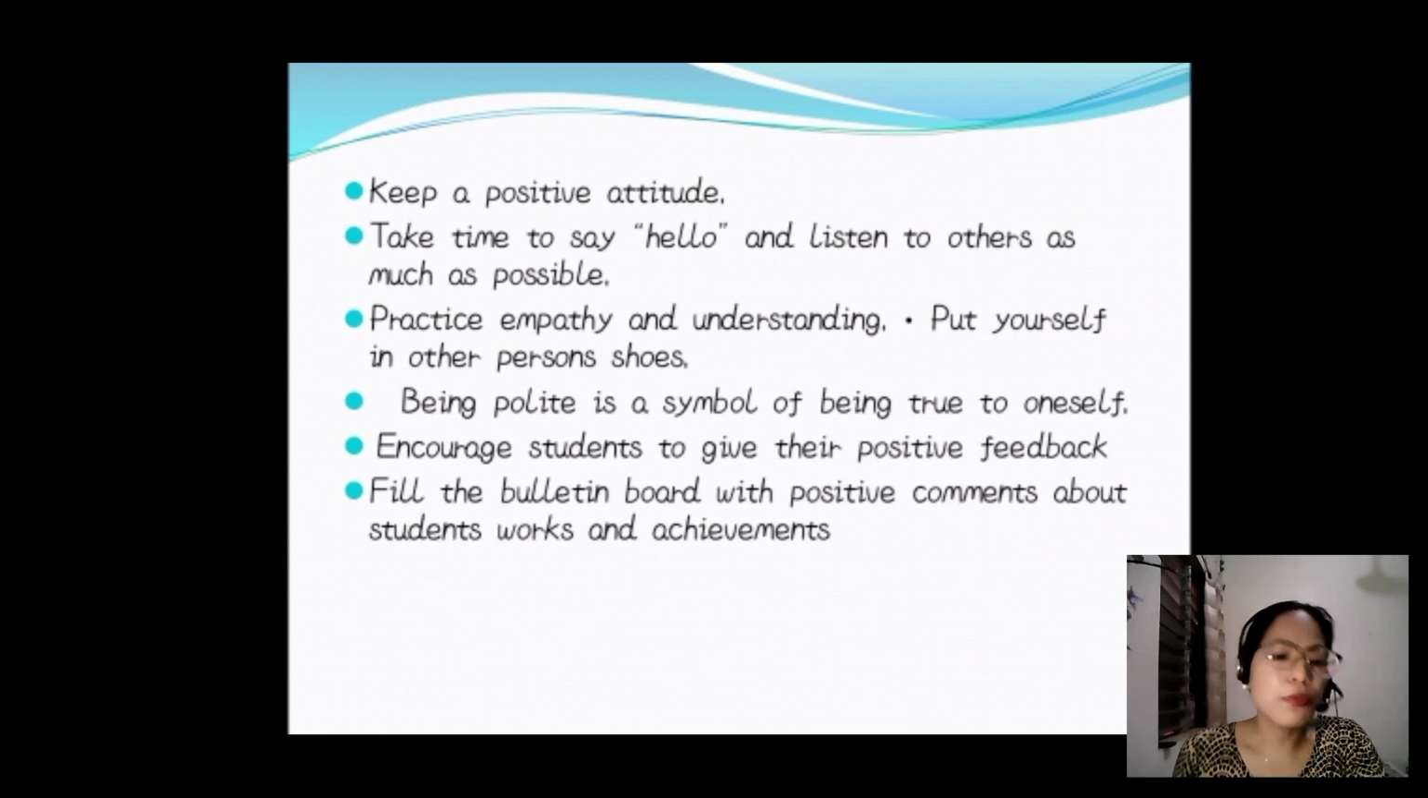Next is fill the bulletin board with positive comments about students' works and achievements. Yes, it's good. It would be effective for a learner to be acknowledged by a teacher on a bulletin board, that yes, we achieved something, and that work is mine. So as a future educator, I would not forget to give comments about my students' work and achievements inside the classroom.